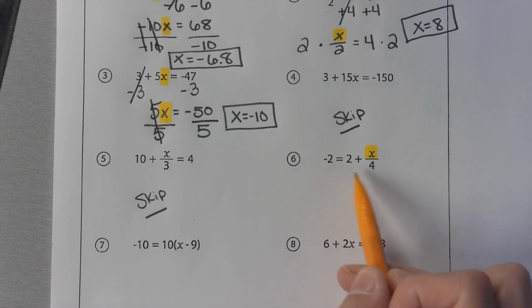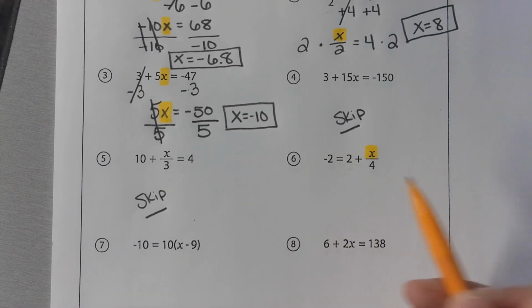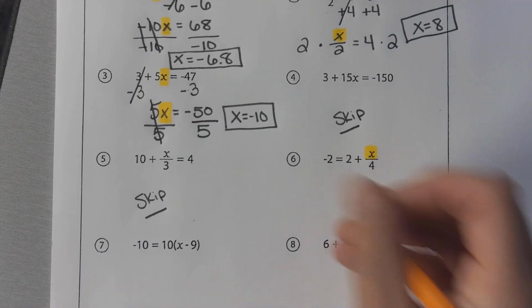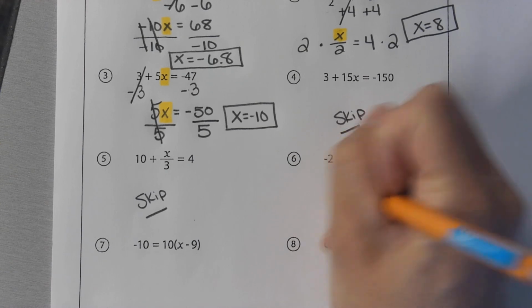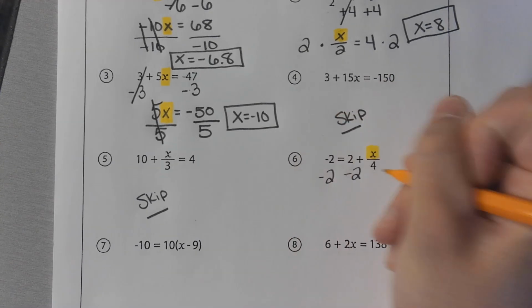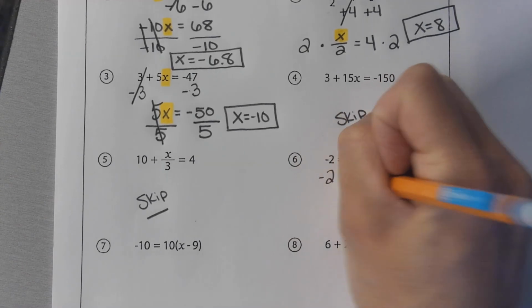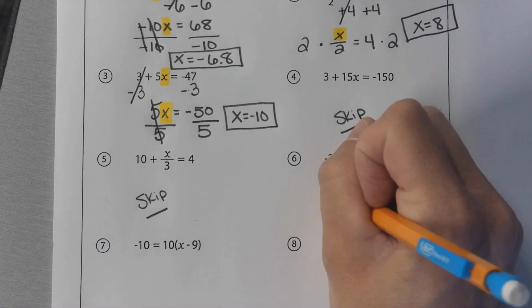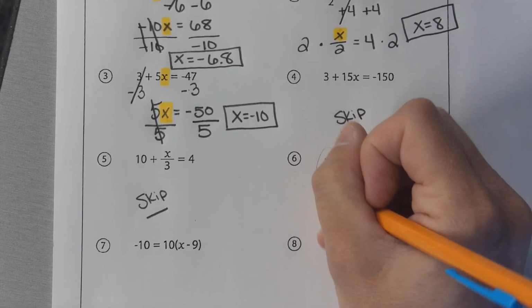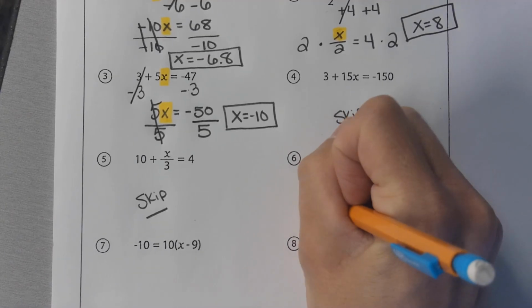I'm going to think about this plus 2. How can I make this plus 2 go away? Yeah, let's minus it, or make it a negative. 2 minus 2, so that disappears completely. Yeah, this side will be negative 4.